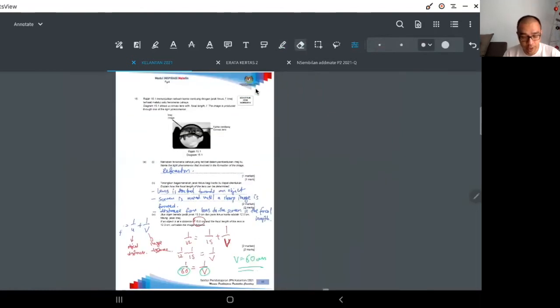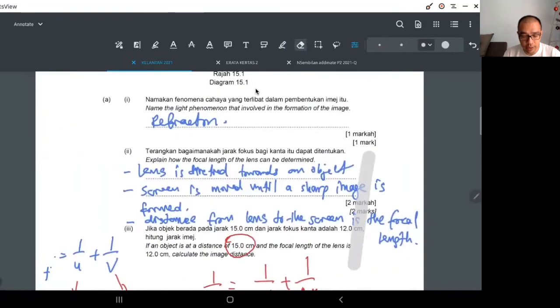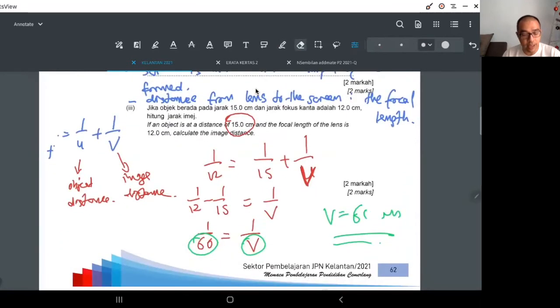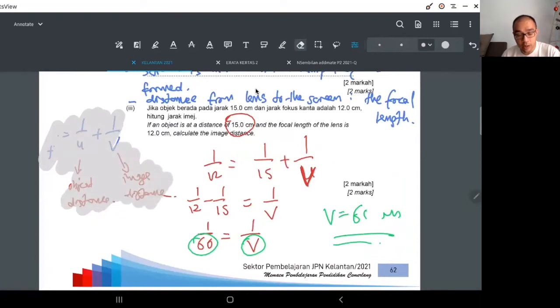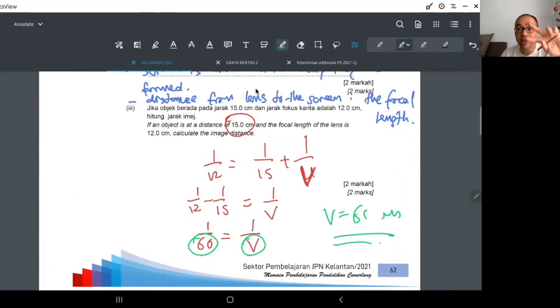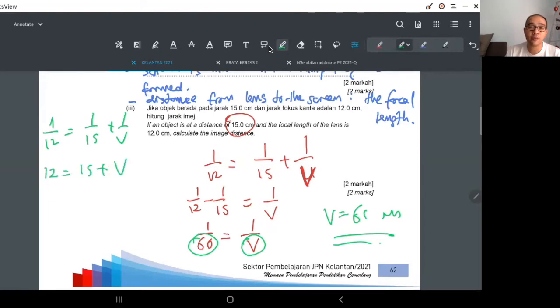I mean, this is really not maths at all. But let me tell you what I always find a lot of students do. The first thing they do is they flip the whole thing. 1 over 12 equals 1 over 15 plus 1 over v. You know what they do? 12 equals 15 plus v. Cannot. My dear friends, this cannot happen.